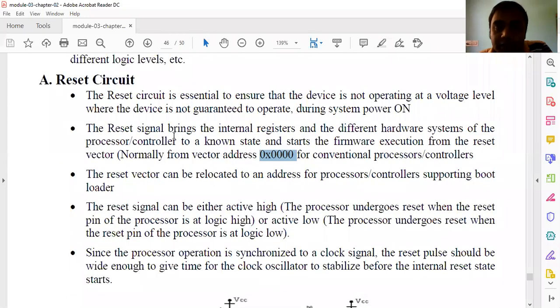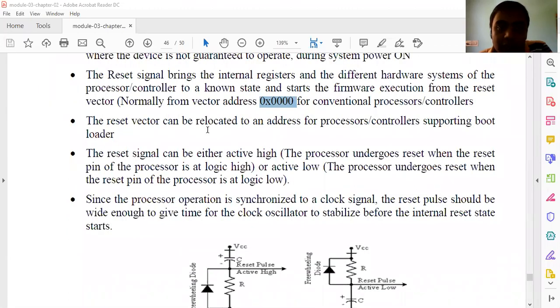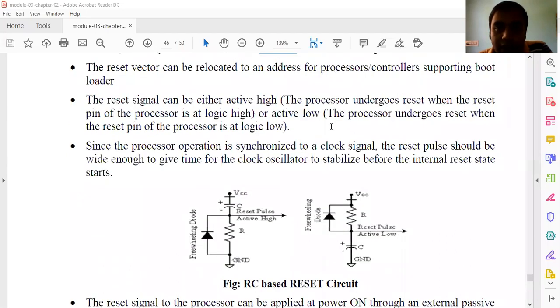The reset signal brings the internal registers and the different hardware systems of the processor or the controller to a known state and starts the firmware and software execution from the reset vector. I told you there is an interrupt vector table; similarly, there is a reset vector, where it has the starting address. The reset vector can be located at an address for a processor or controller supporting the bootloader. The reset signal can be either active low or active high.